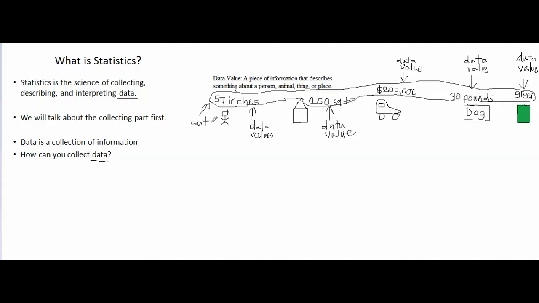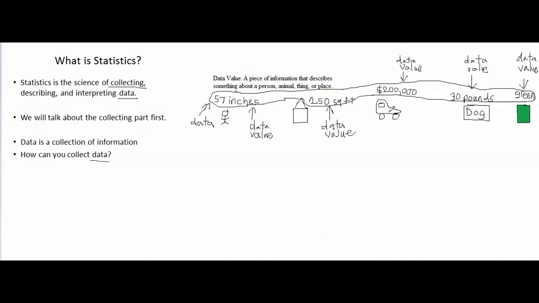And what does it mean to collect data? Collecting data just means seeking out and recording data. If I ask this person, how old are you, or how tall are you, and then I write down the person's answer, then I'm collecting data from this person. If I put this dog on a scale, and then I record the dog's weight on a piece of paper, I'm collecting data from the dog.